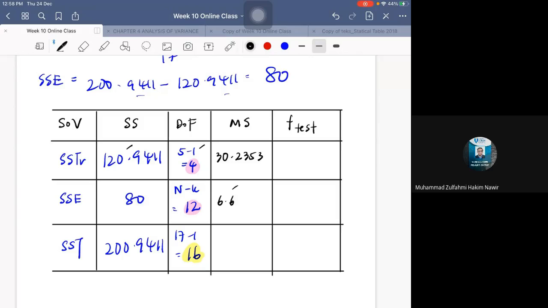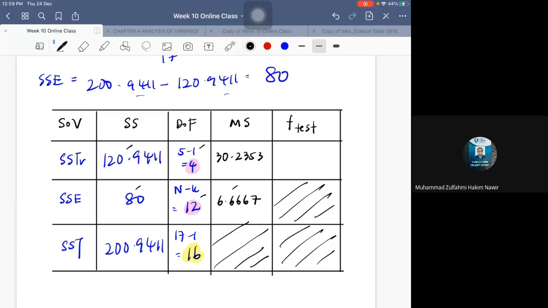Okay, that's going to equal 6.6667. All you have to do is take 80, so you divide by the value next to it, which is 12. So it's going to give you a value of 6.6667. And for the case of total, we are not interested in the mean square, so the value should not be there. Even these 2 boxes over here, you don't have to fill them with anything. They should be left empty in the column itself.